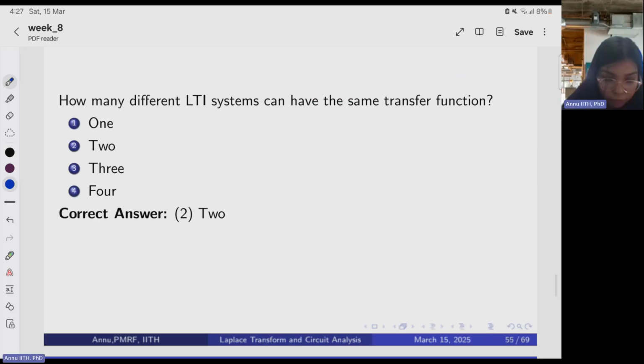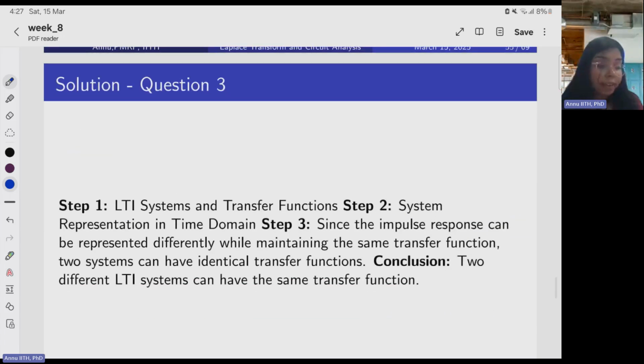Okay, so the answer is two. Why? Because of LTI systems and transfer functions. If the system is represented in the time domain, then the impulse response can be represented differently while maintaining the same transfer function. Two systems can have the same identical transfer function. Conclusion: two different LTI systems can have the same transfer function.